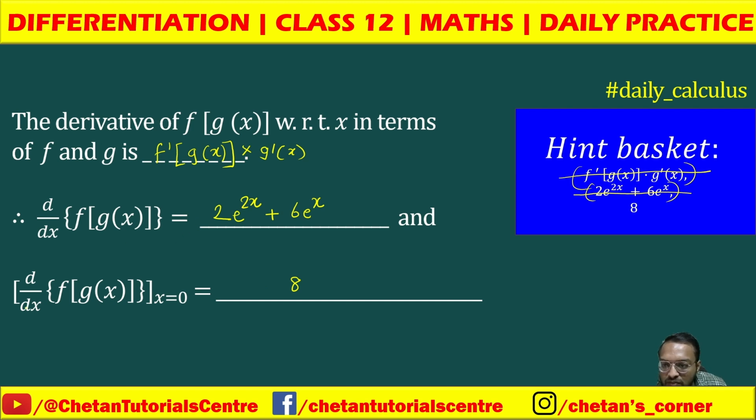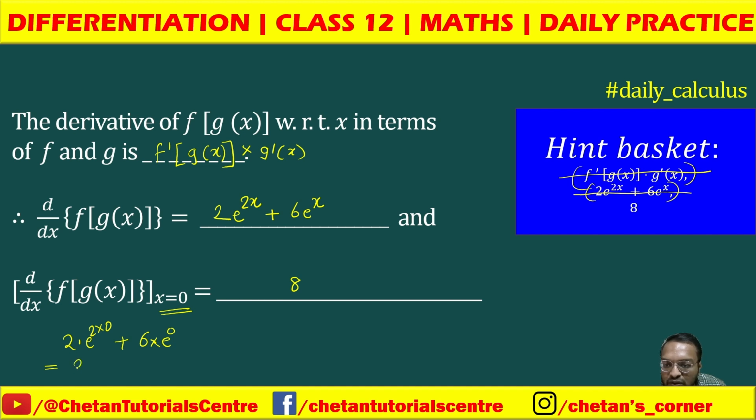See, now what we have been asked in this step, we have to find out the value of derivative of f of gx at x is equal to 0. So we have to put x is equal to 0 in this and find out the value of d by dx f of gx. So what we will get, 2 into e raised to 2 into 0 plus 6 into e raised to 0. So on further simplifying this, 2 into 0 will be 0, and e raised to 0 will give me 1.